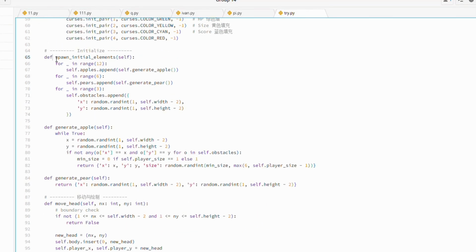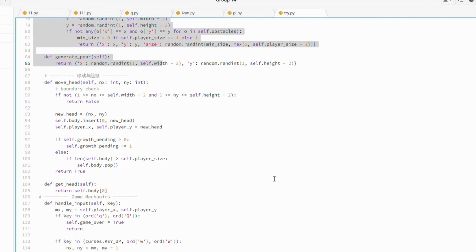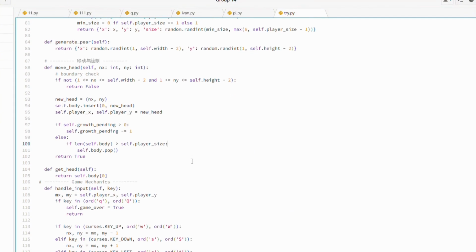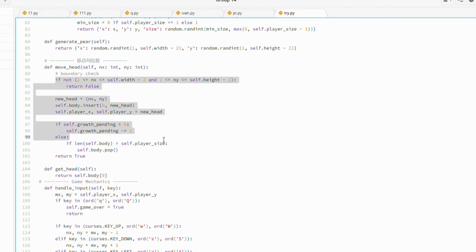We have the spawning method, like generating the apple and also generating the peers. We also have boundary checking to ensure that the player moves within the specific field.